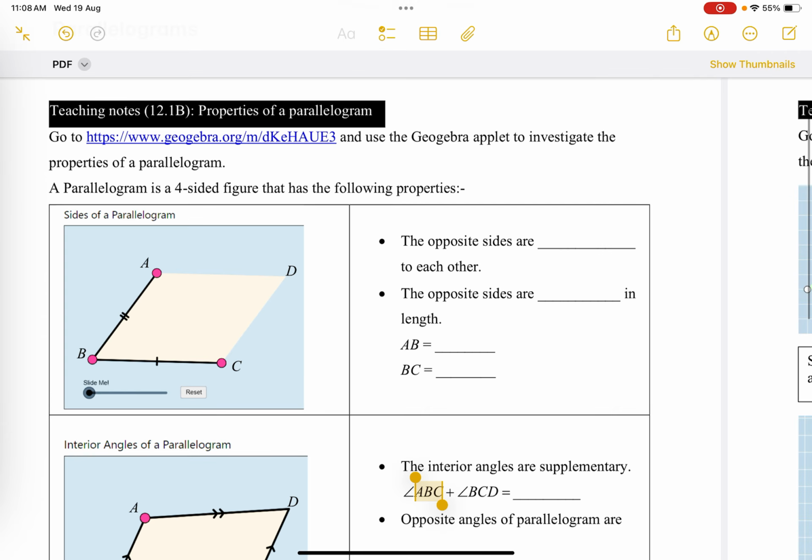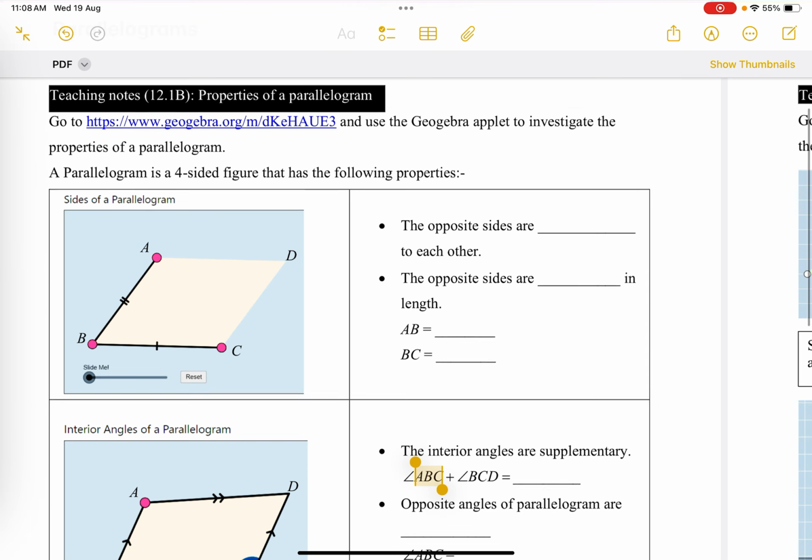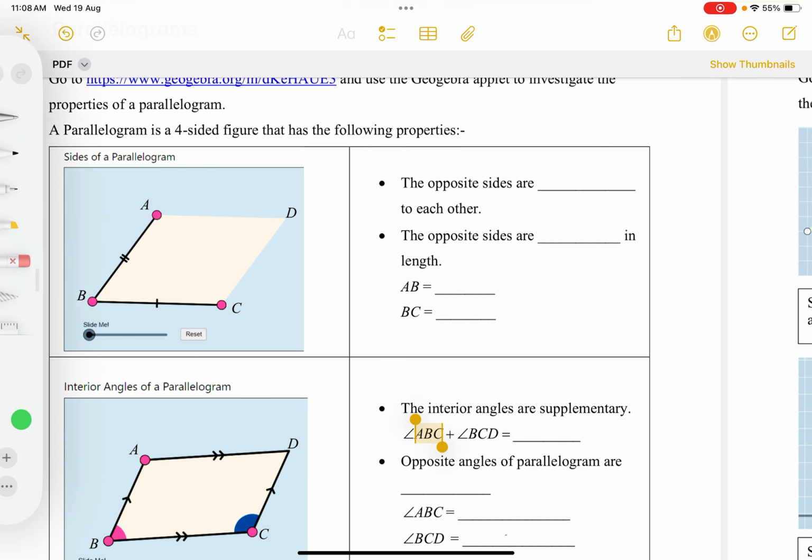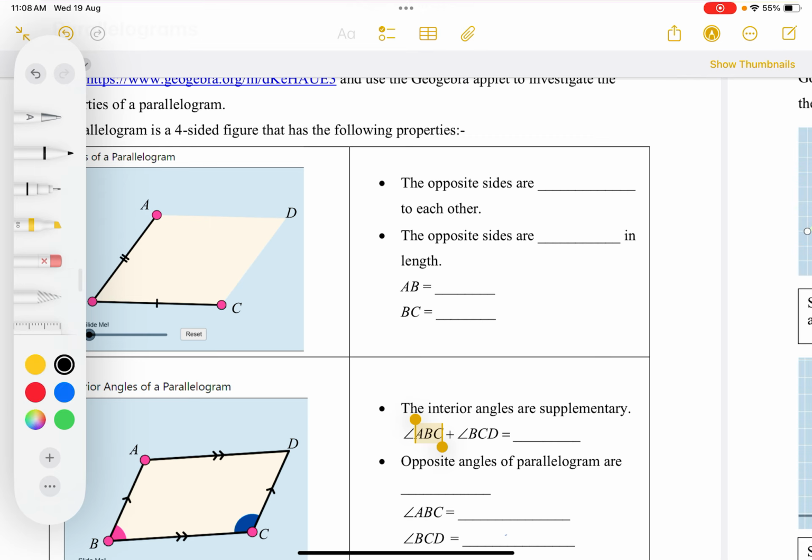Okay, so if you have gone to the GeoGebra website to investigate the properties of a parallelogram, this is the summary. So the opposite sides of a parallelogram are parallel to each other. Over here, then the other opposite sides, like this. The opposite sides are also equal in length.